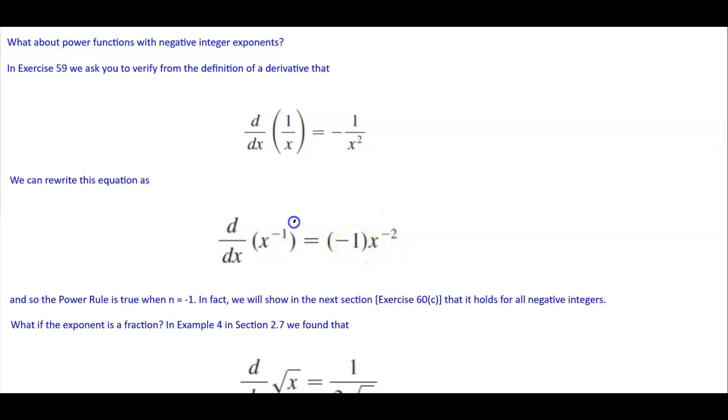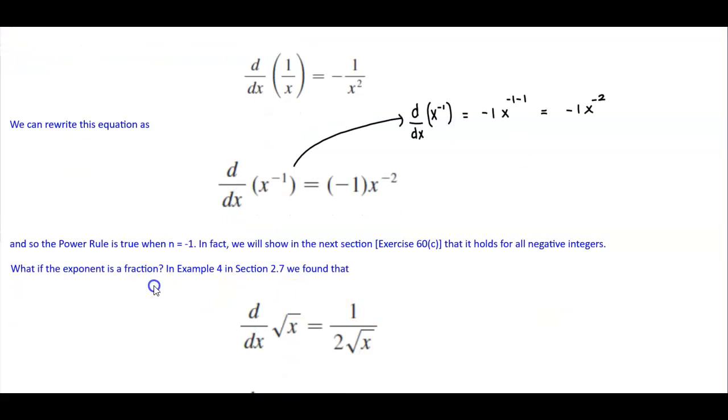So what happens here is if we use the power rule with d with respect to x, x to the negative 1, well, we know that negative 1 represents n, and then we're going to take negative 1 and subtract 1. So we end up getting negative 1 x to the negative 2. And so the power rule is true for when n is equal to negative 1 as well. In fact, we will show in the next section, in exercise 60, that it holds for all negative integers.